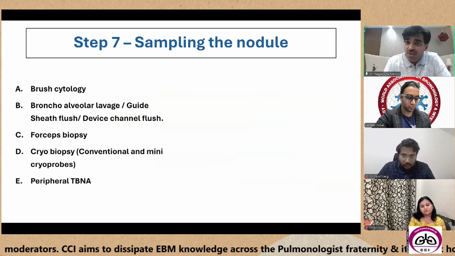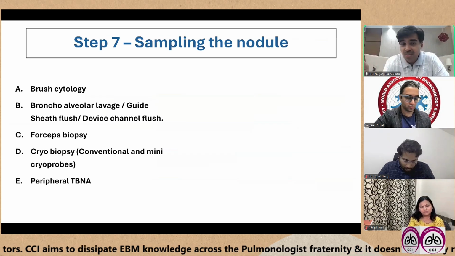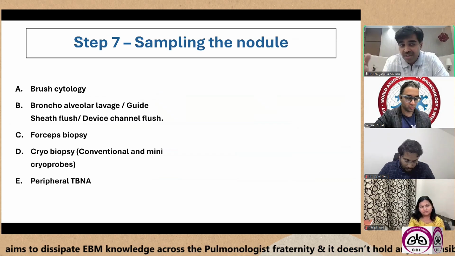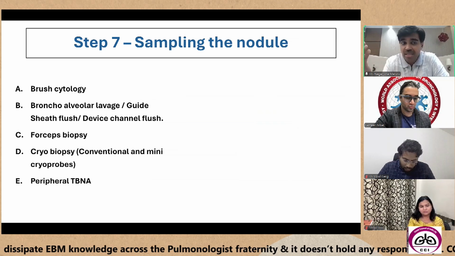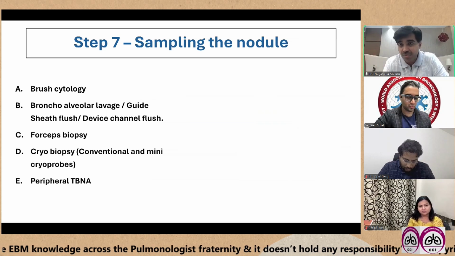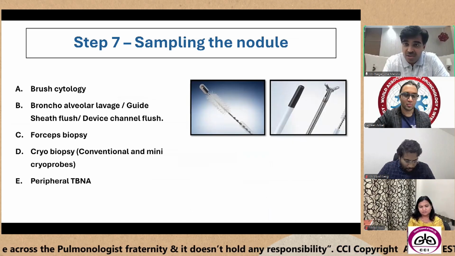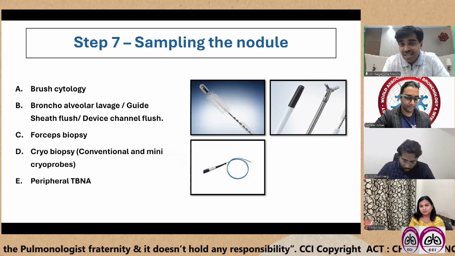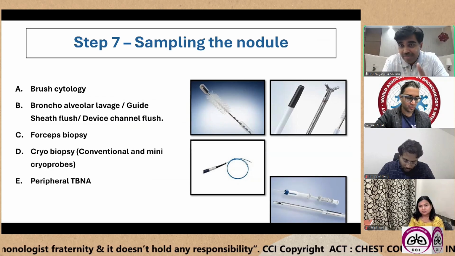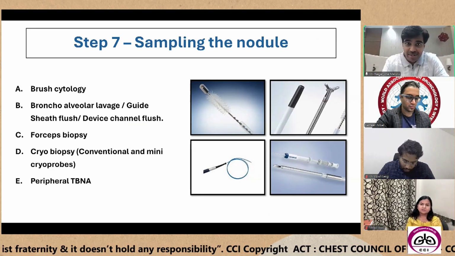And then once you see the tool in the lesion where you want to do, you get the sample out of it. So again, a lot of ways you can sample them. You can do a BAL, a brush, a forceps, a cryo, TBNA. So how to go about, we have pathologists also who will guide us as to how we can give them a better sample and how they can give us a better result.